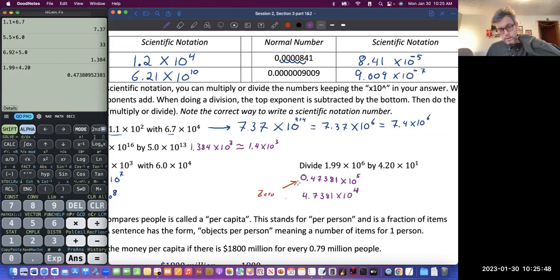But if we're worried about rounding or anything like that, where would be the appropriate place to round? Here we have 2 decimal places and here we have 2. So I think we could safely say that this is approximately 4.74 times 10 to the 4th. Okay. So when you are dividing, you subtract the exponents. When you multiply, you add the exponents. Okay. Multiply, add; divide, subtract. All right.